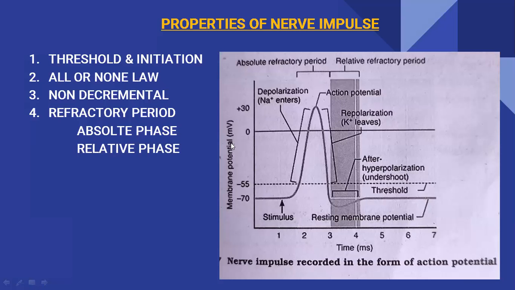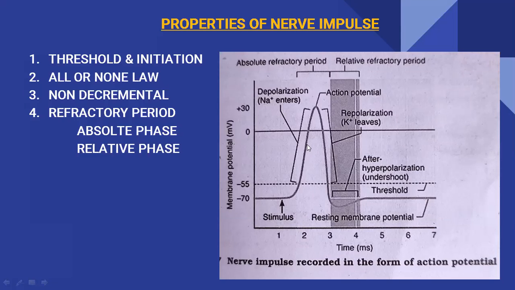Okay, let us continue the topic. So refractory period is very, very important. Otherwise, the neuron cannot respond to the second stimulus. Why? Because to respond to the stimulus, outside more sodium should be there, inside more potassium should be there.